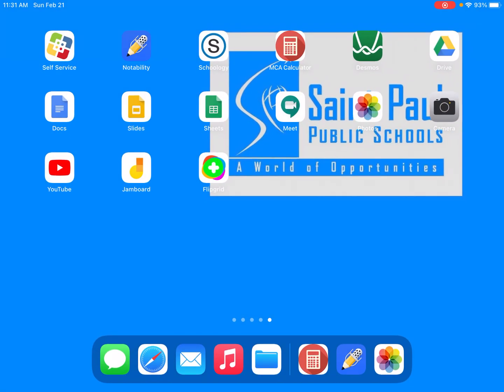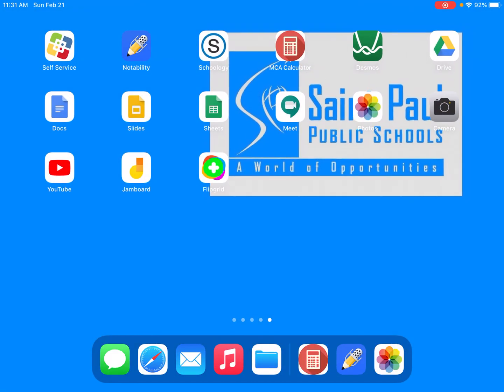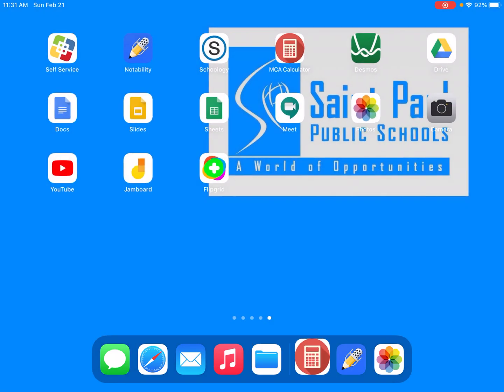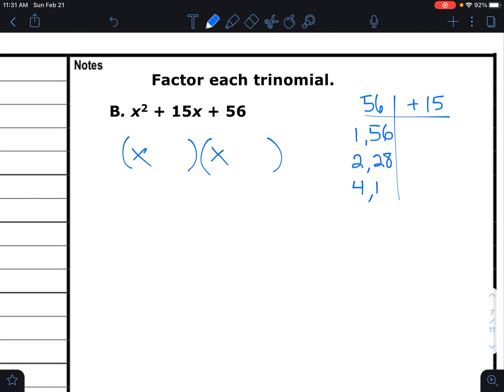So that means 2 and 28. 3 might go in there, 4 might go in there. You could try to see if they do. If you're not sure, go 56 divided by 3. Nope. 56 divided by 4. Yup, 4 and 14. So that's a strategy you can use, your calculator.